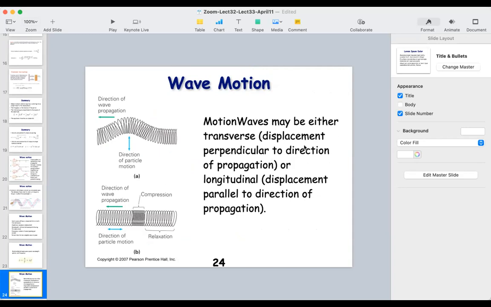So the displacement is perpendicular to the direction of propagation, while longitudinal is like if you squeeze, you have a compression and relaxation. In this case, the direction of the particle motion and the direction of the wave propagation are the same, are parallel, okay? So this is the case of the rope. Direction of particle is perpendicular. I have to go perpendicular with my hand to move the rope. And this one instead is compression and relaxation. They are parallel.